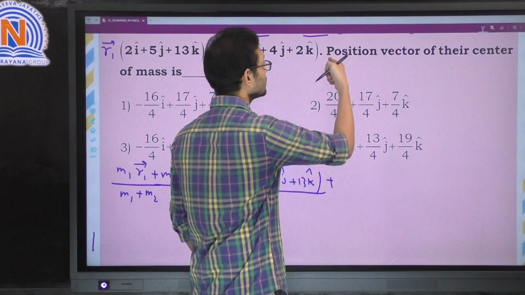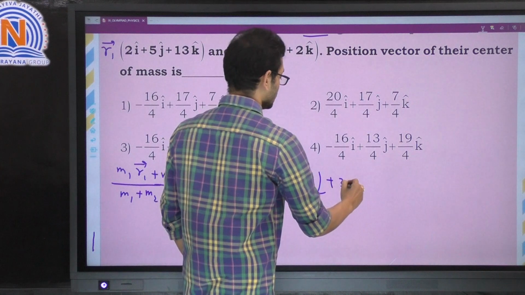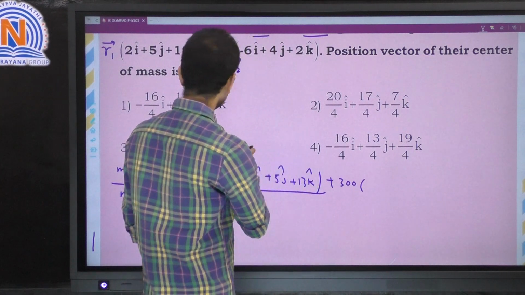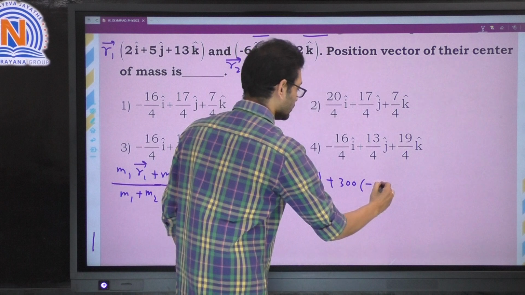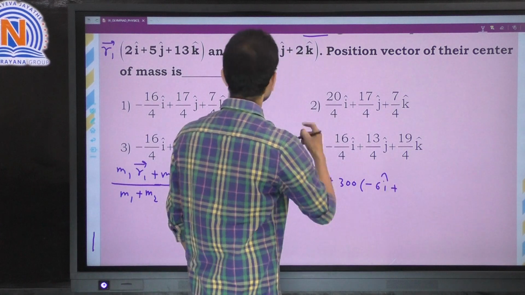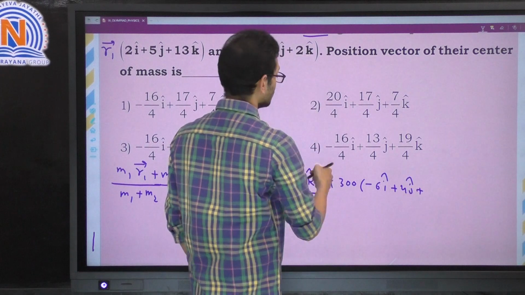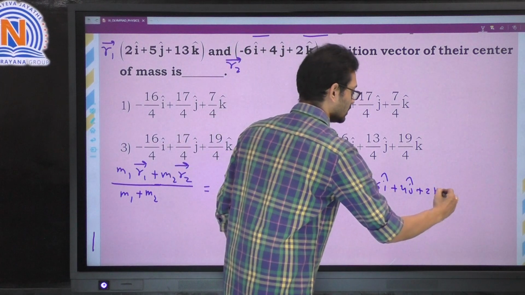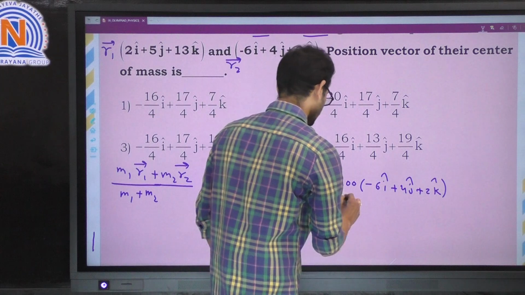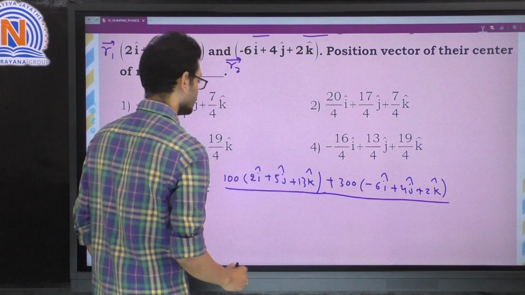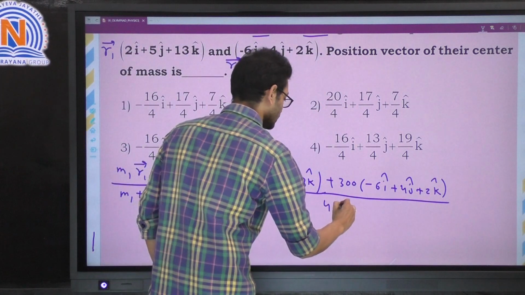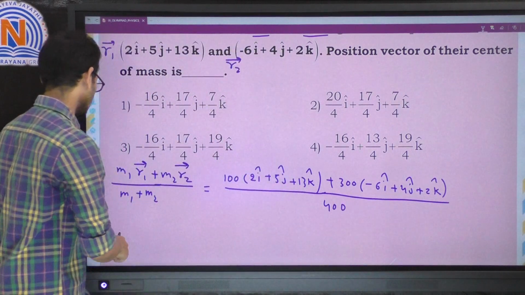plus M2, which is 300, right? 300 into minus 6i cap plus 4j cap plus 2k cap, by M1 plus M2, which is 400. Now let us try to solve this.